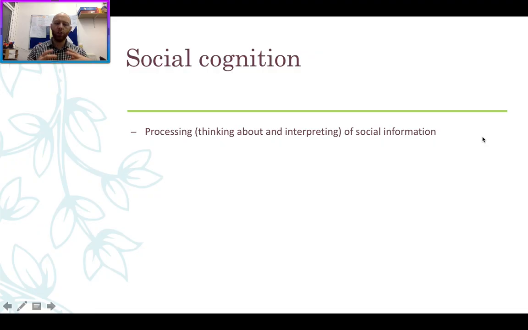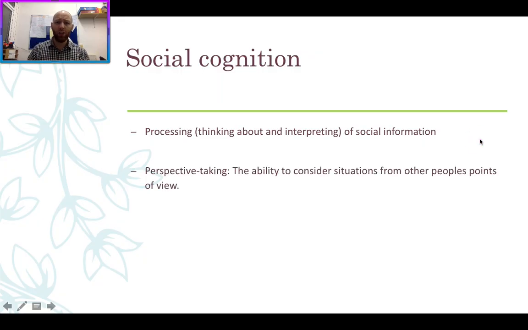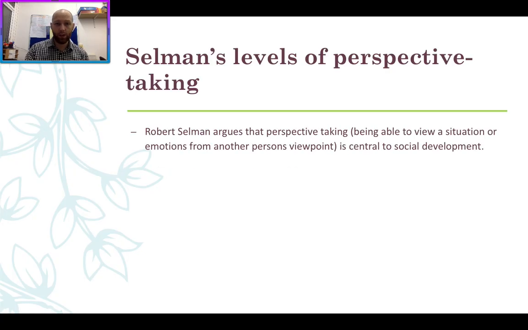So social cognition is the process of thinking and interpreting social information. Social information is any information you receive in a social setting. Perspective taking is key here and refers to the ability to consider situations from someone else's perspective.